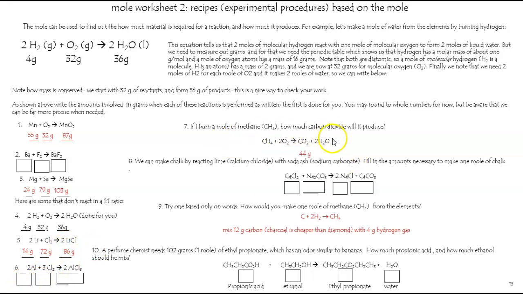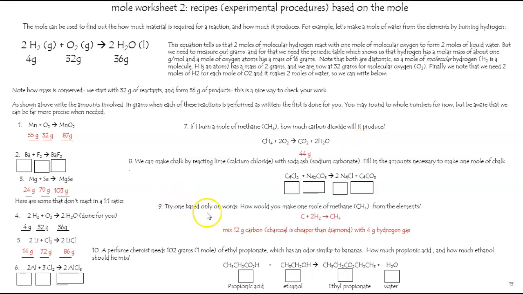Number 7 appears to be done for you. And how did they say? If you burn a mole of methane, how much CO2 will you make? Well, 1 mole of methane produces 1 mole of CO2, so it's 44 grams. Now, you have to be careful there. If there was a 2 here, 1 mole of this would make 88 grams. So we're moving on to slightly more advanced stuff. 8 is assigned for you.